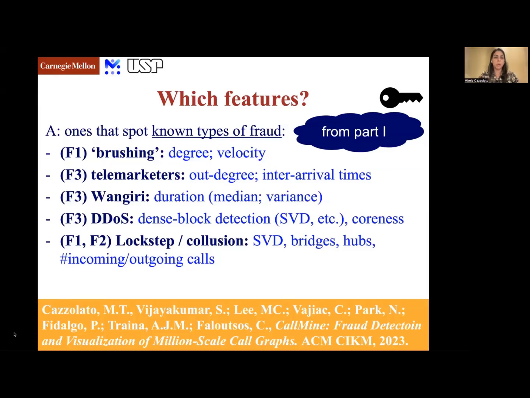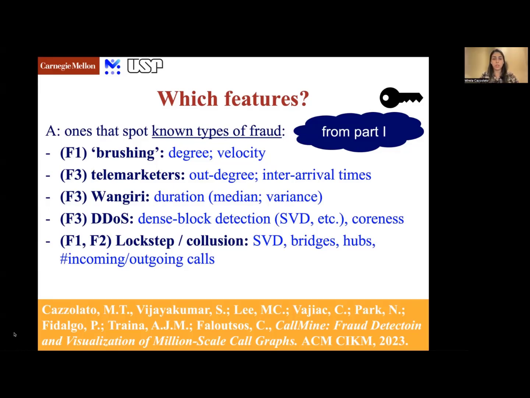So we have brushing, where we can extract the degree and the velocity. We have telemarketers, with out-degree and inter-arrival time, so they call very frequently, and the interval of these calls is very relevant here. Also, we have the Wangiri fraud that was mentioned before. We can take the duration of the calls and statistics from it, like median and variance. We have DoS, so we can have some dense block detection using, for example, SVD, the coreness for detecting how well connected these nodes are. And we also have the lockstep and collusion types of fraud.